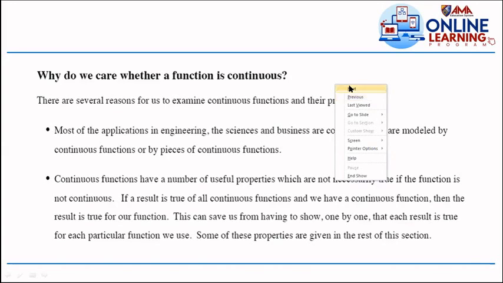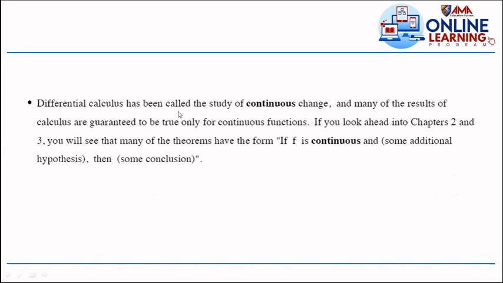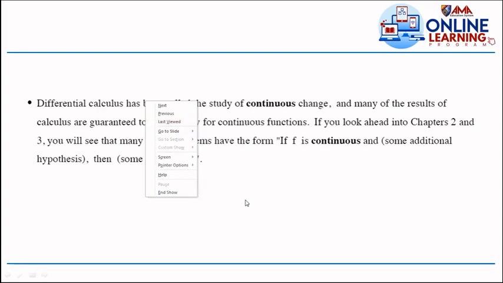Okay? Next, last, differential calculus has been called the study of continuous change. And many of these results of calculus are guaranteed to be true only for continuous functions. If you look ahead into chapter 2 and chapter 3, you will see that many of the theorems have the form: if the function is continuous and some additional hypotheses hold, then some conclusion follows. So here, we are going to make a hypothesis. By means of the hypothesis, we can make a conclusion. So how are we going to do that?